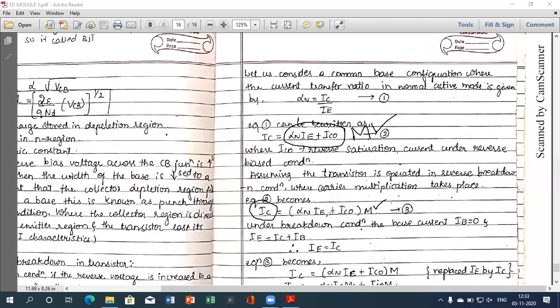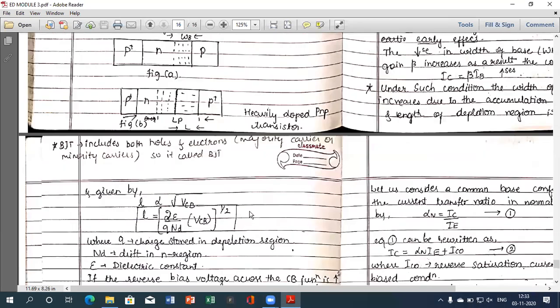Okay, so now I need the collector current in terms of these two, that is reverse saturation current and carrier multiplication. Under breakdown condition, the base current is almost equal to what? 0, because when the breakdown occurs, the base current IB reduces to 0. Why does it reduce to 0? The same thing we have discussed in base narrowing of the transistor.